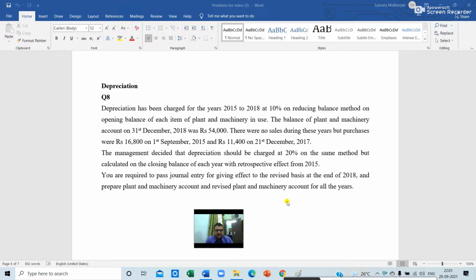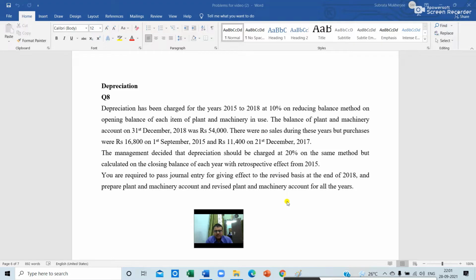Today I am going to discuss problem number 8 on the chapter Depreciation. Depreciation has been charged for the years 2015 to 2018 at 10% on reducing balance method on opening balance of each item of plant and machinery in use. The balance of plant and machinery account on 31st December 2018 was rupees 54,000.